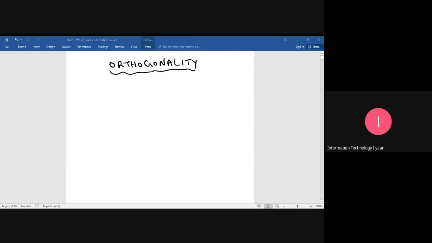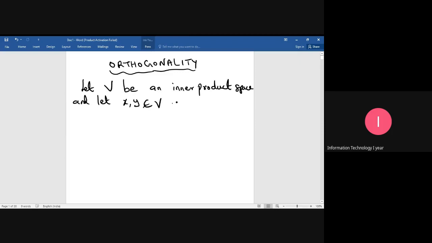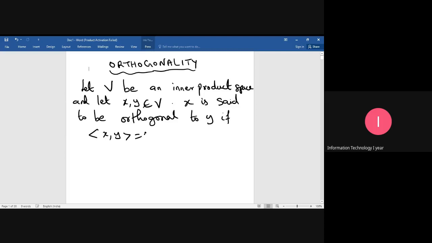The definition is: let V be an inner product space, and let the vectors x comma y belong to capital V. x is said to be orthogonal to the vector y if the inner product of x comma y equal to 0.